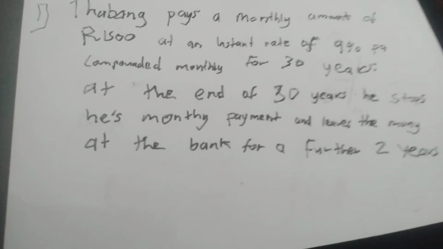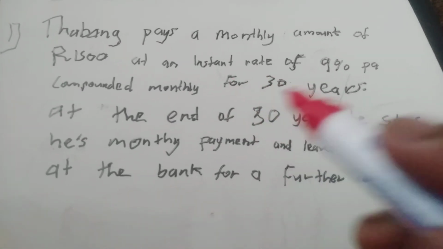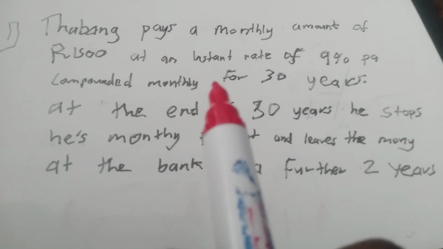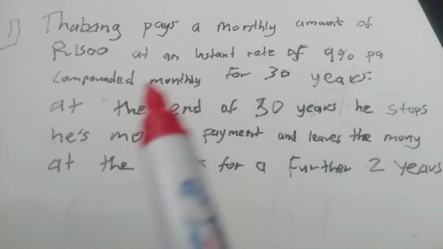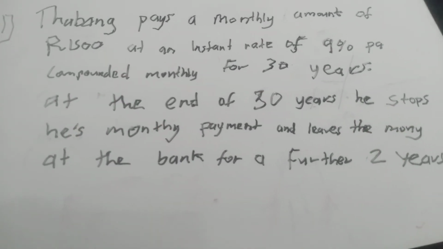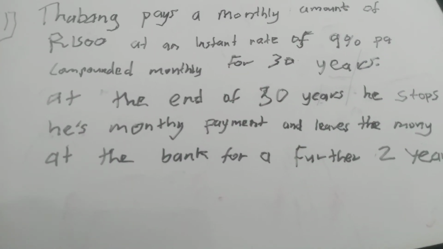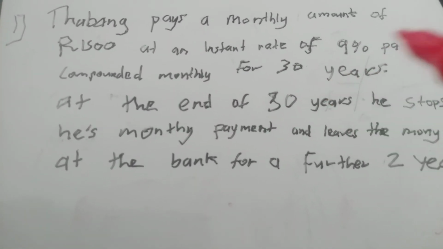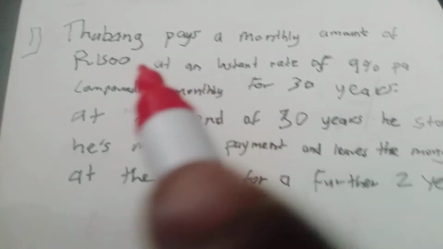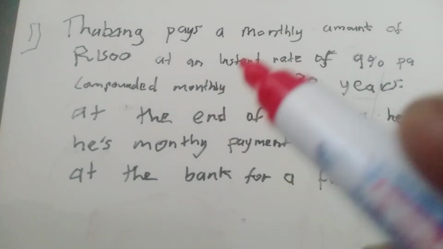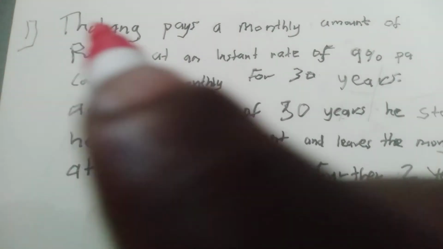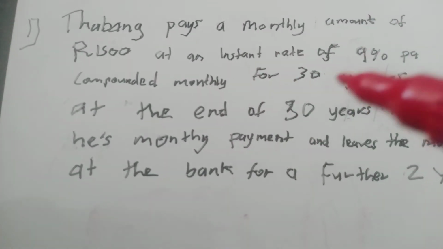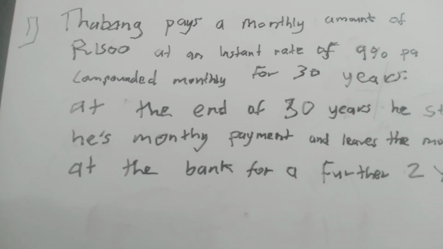All right, let's read this scenario. It says Thabang pays a monthly amount of 1.5, at an interest rate of 9% per annum, compounded monthly, right? So we know this is an annuity situation because they told us the interest is 9%, the interest is monthly, and also the guy is paying monthly. This is always like a repetition. If they say the guy pays quarterly, also the interest will be quarterly. So there is the period for the interest and there is the period of the guy paying.